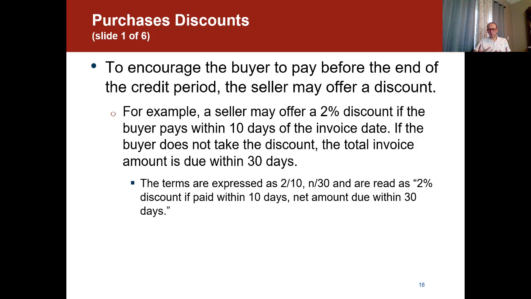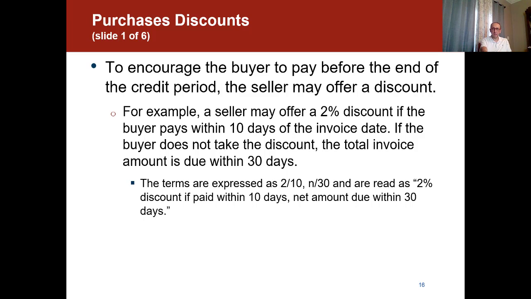This is the term that we had in the invoice in the other video, where we saw the 2/10, n/30, which is read as 2/10 net 30. So 2% discount if paid within 10 days, the net amount due within 30 days. The seller in this case is offering a 2% discount if the buyer pays their balance within the first 10 days, and then the entire balance has to be paid within 30 days.